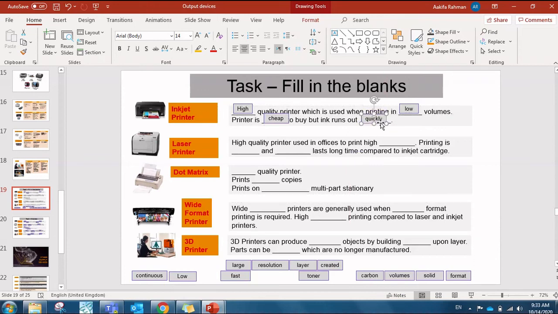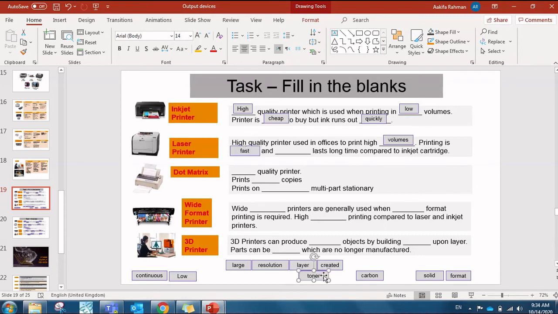Whereas the laser printer, the one we have in school, is a high quality printer used in offices, and it is used to print high volumes also. So, it is high quality, high volume, where inkjet printer was high quality with low volume. So, volumes go here. Printing is dash and dash, lasts long time compared to inkjet printer. We know the printing is fast in a laser printer, that is why we use it in our lab for exams, and dash lasts long time compared to inkjet printer.